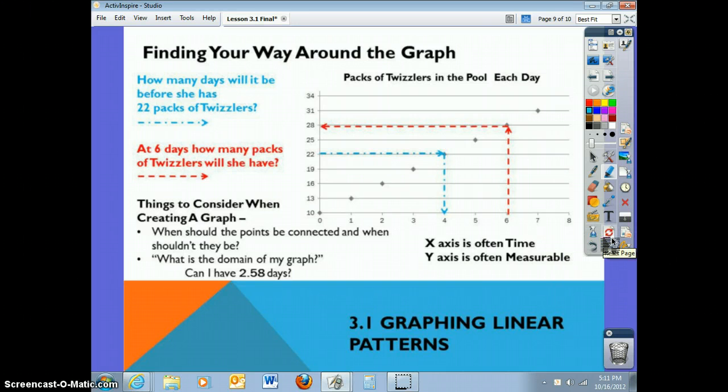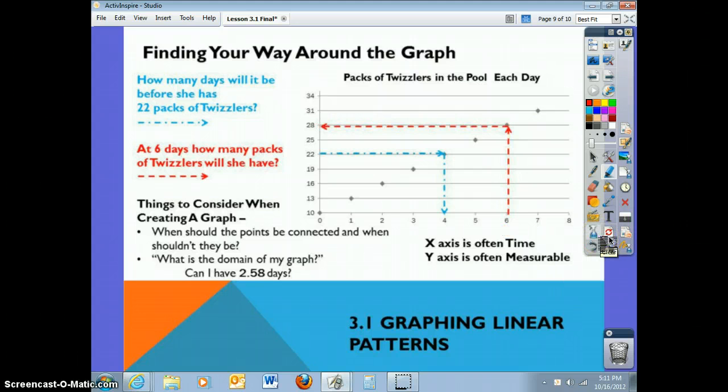Well, what if I wanted to go in the other direction? At a certain number of days, how many packages of Twizzlers will you have? Like, hey, what about at 6 days? At 6 days, hit my dot, go across. At 6 days, she's going to have 28 packages of Twizzlers. Okay, so that's how you'd read the graph.